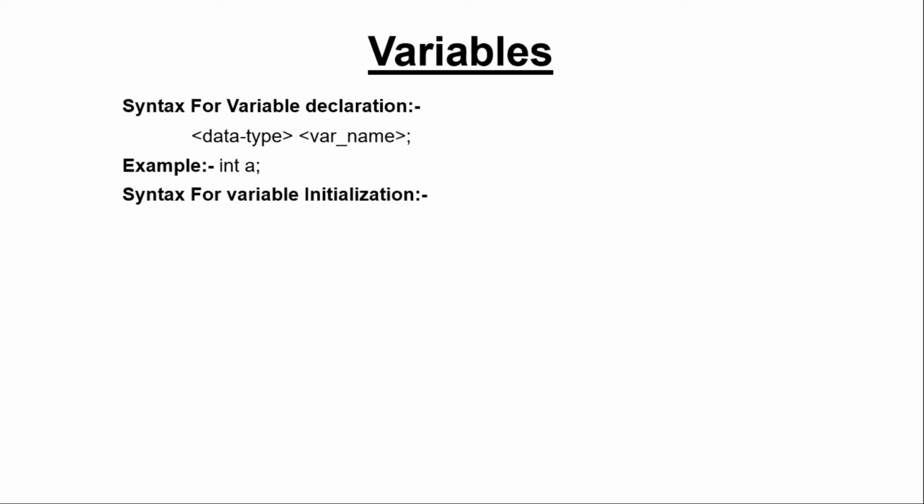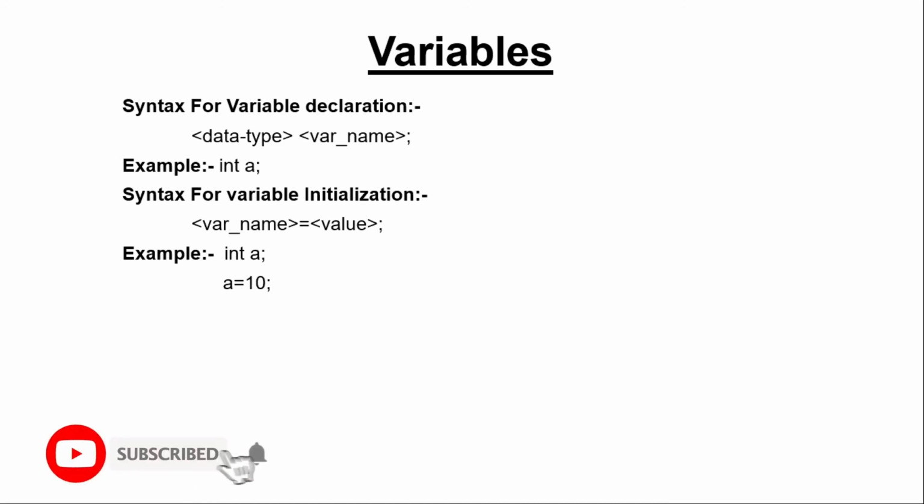Syntax for variable initialization: see the upper syntax, which is variable declaration, and the syntax given below, which is variable initialization: var name equal to value, variable name equal to value. Let's say an example: int a, which is variable declaration, and a equal to 10, which is variable initialization. See, both things are different. Variable declaration is one thing and variable initialization is a different thing.